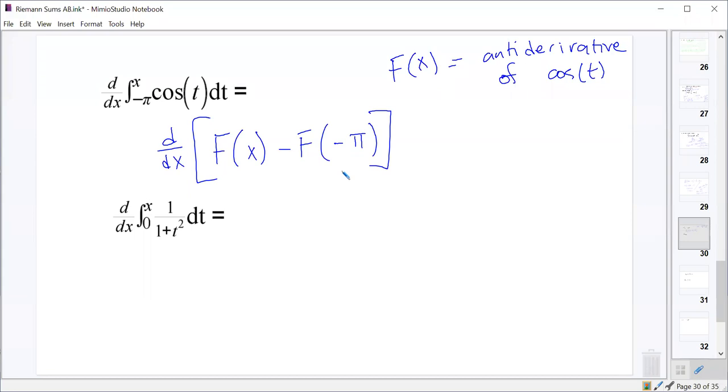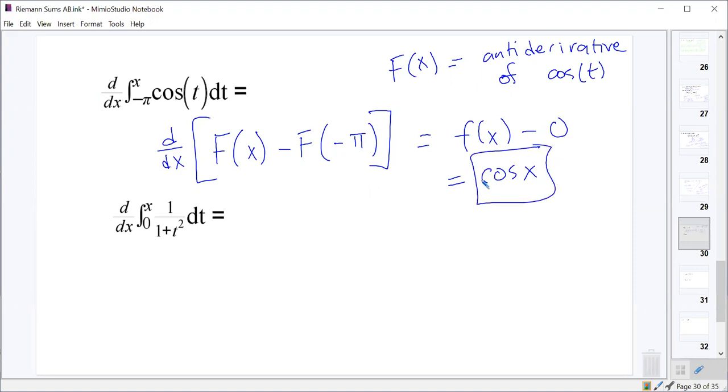Yeah. Okay. So then, since the derivative of the antiderivative is just the function, the first half of this, the derivative of capital F, should just be little f of x. And what about the derivative of capital F of negative pi? Well, capital F is just some function, and if I evaluate it at negative pi, I get some number, don't I? And what's some number's derivative? 0. So we just end up with little f of x, or just cosine of x.